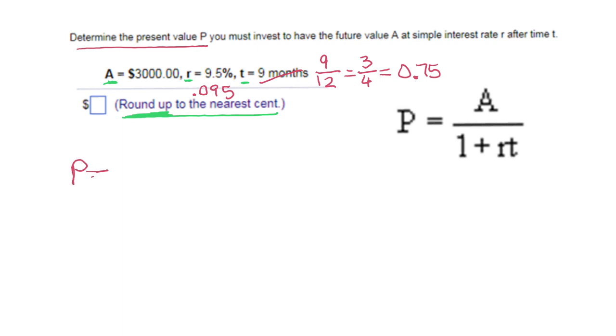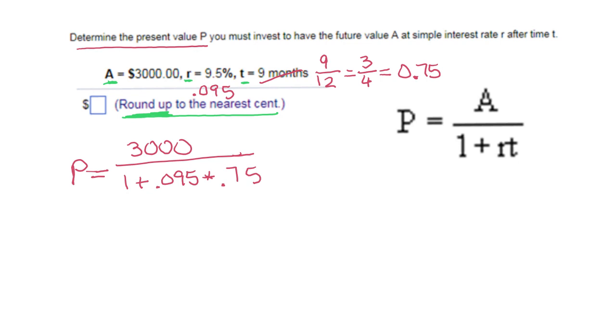So I have P is equal to 3,000 divided by 1 plus my R times T. Now you can use the 9 over 12, the 3/4, and in this case, I'll just go ahead and put the 75 hundredths.